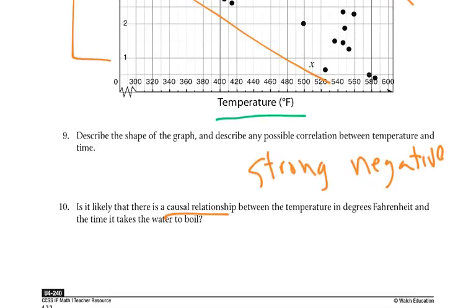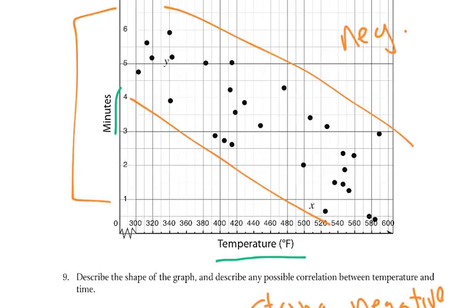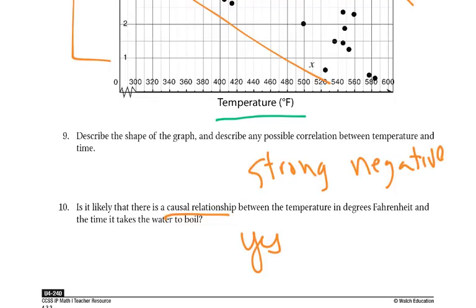Okay, so is it likely there's a causal relationship? I would say yes. That the time it takes, the degrees, and the water to boil, I think there's a causal relationship there. Once again, we can't prove the causation, but that graph gives us a pretty good idea that there is. All right, there we go.